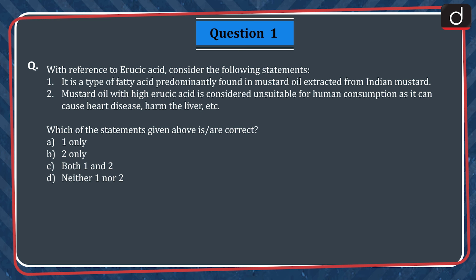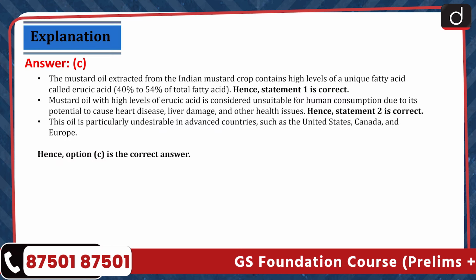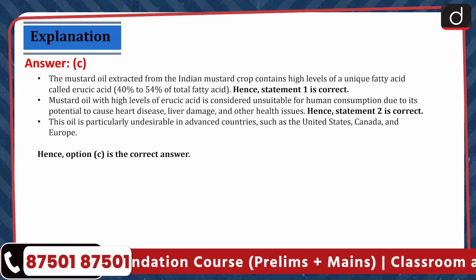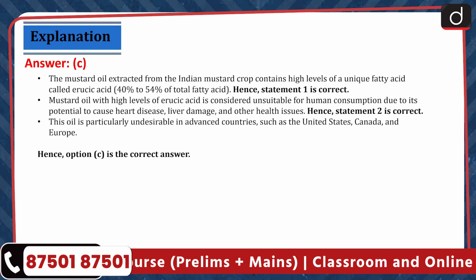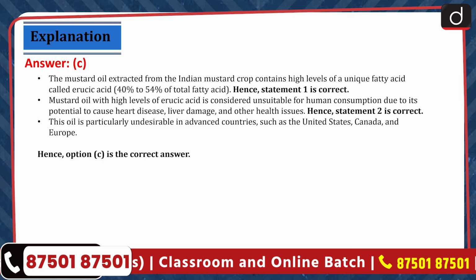A. 1 only. B. 2 only. C. Both 1 and 2. D. Neither 1 nor 2. The correct answer is option C. The mustard oil extracted from Indian mustard crop contains high levels of a unique fatty acid called erucic acid, 40% to 54% of total fatty acid. Hence, statement 1 is correct.